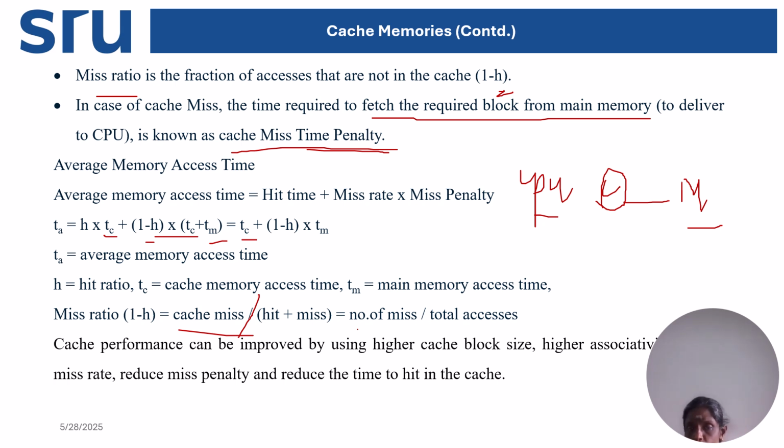Cache performance can be improved by using a higher cache block size, and then reducing the miss penalty and reducing the time to hit in the cache. Already taking the data from cache is quick. Still, we can reduce the time to reach the data and reduce the miss penalty. Miss penalty means the time taken to reach the memory. Whenever the CPU requests data, it should be available in cache. If not, it has to go to main memory. That we have to avoid. If we overcome that, then automatically the miss penalty time will get reduced.